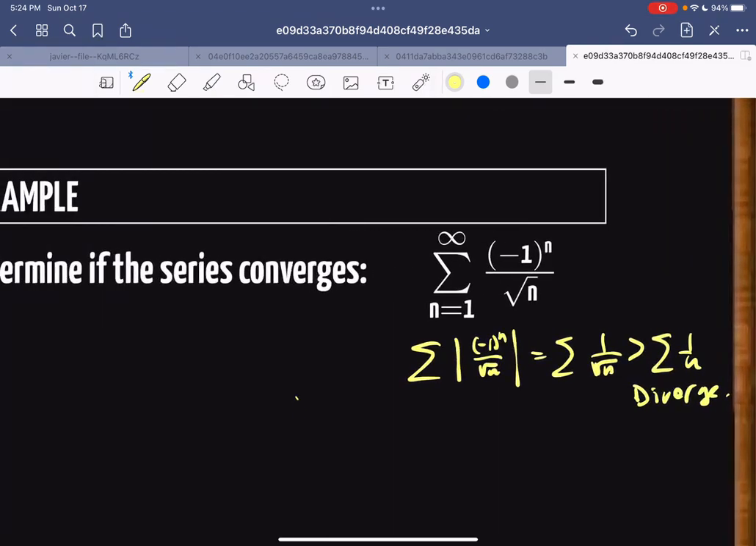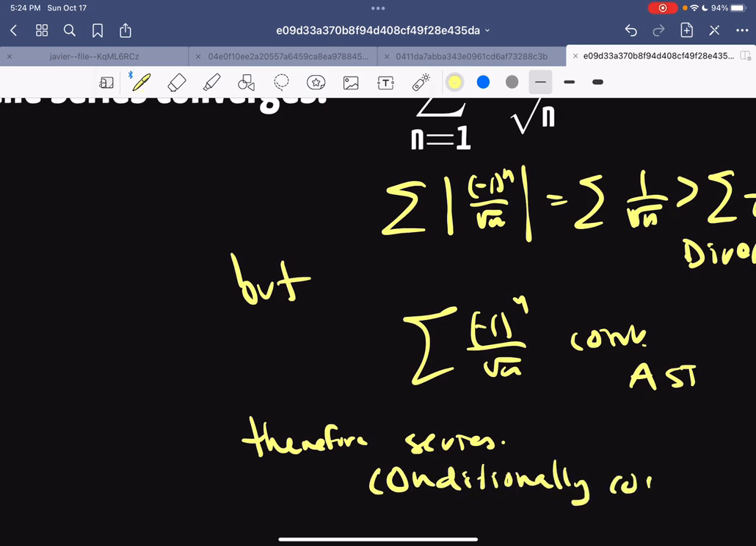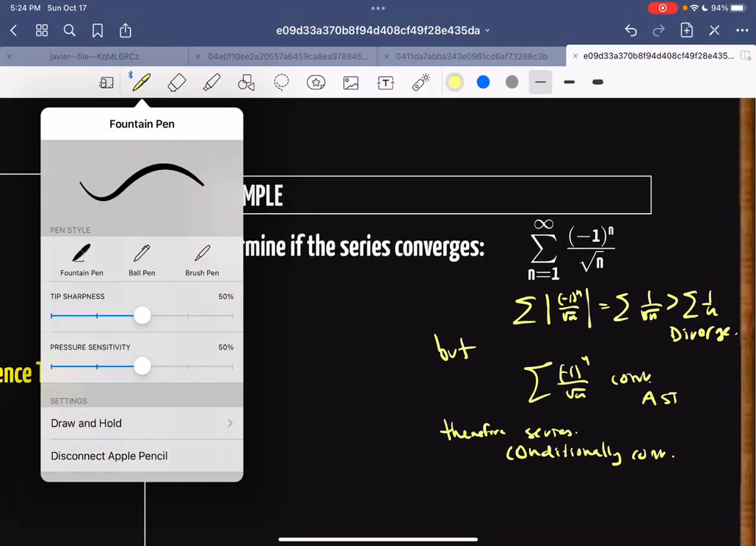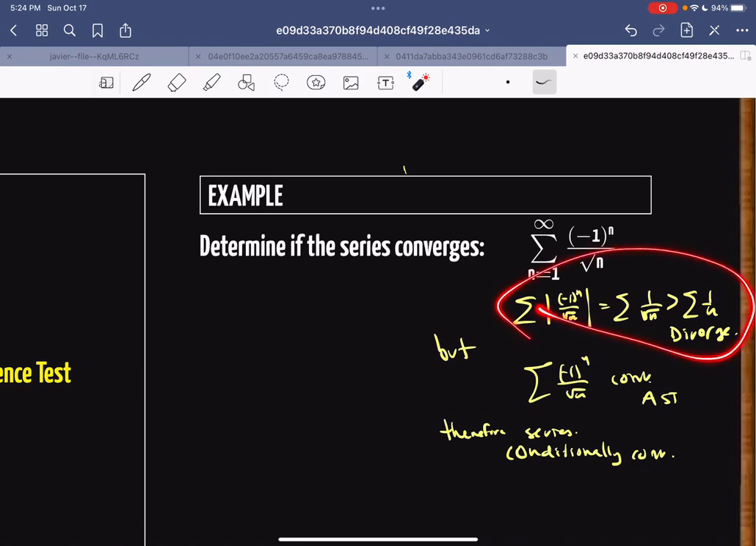So there, this one converges by alternating series test. Therefore, the series is conditionally convergent. Okay, one of them diverges. The absolute value version diverges, but the original one converges using some other test. Therefore, it's called conditionally convergent.